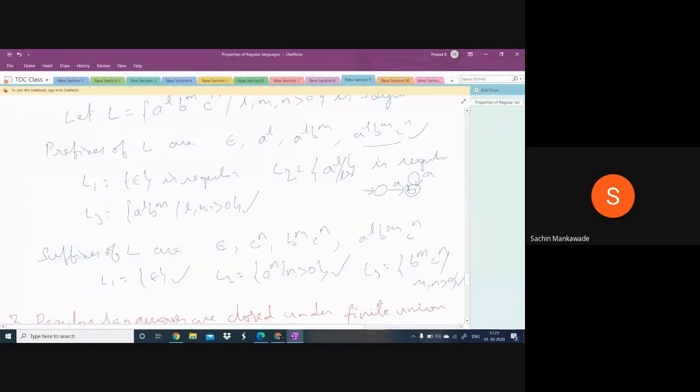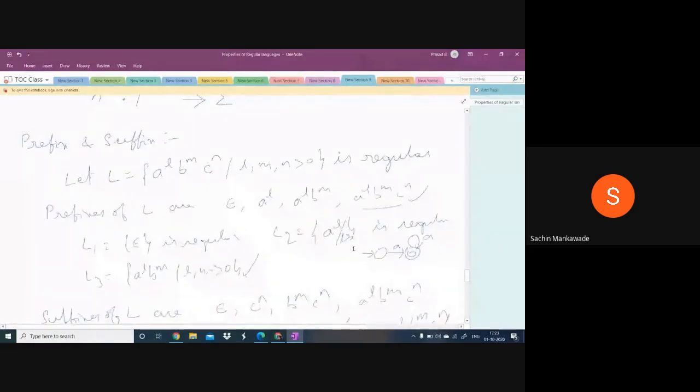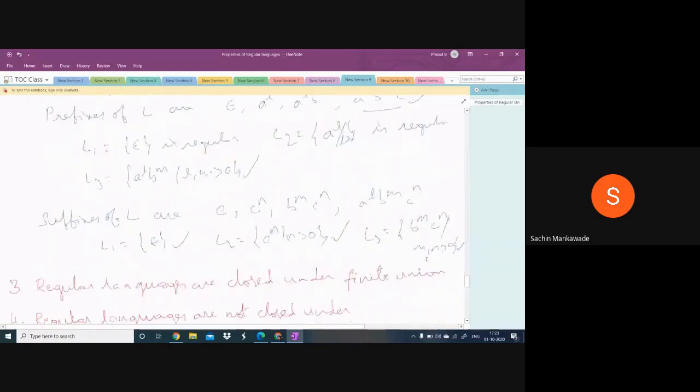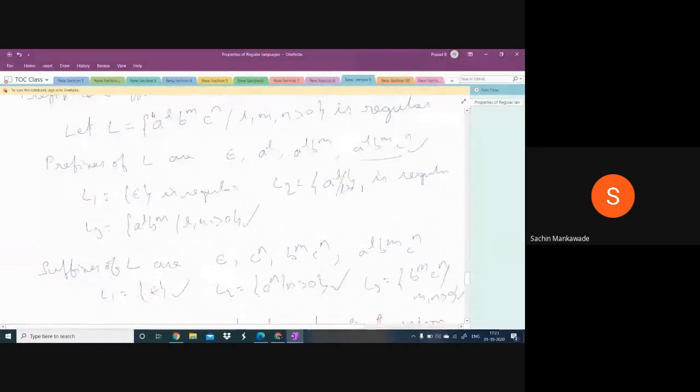Next, suffix. If L is this one, then suffixes will be epsilon. I write one example here. Suppose ABB is a string, then suffixes will be epsilon, B, in the forward direction only, BB, then ABB. These are the suffixes.